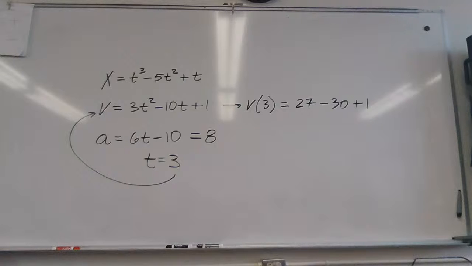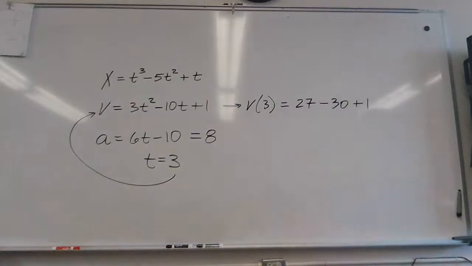So this says, I'm going to give you 2 position functions. Don't be scared by the subscripts. That just means the position of particle A. This one means the position of particle B. What is the position of the 2 particles at the moment when they're traveling at the same velocity?